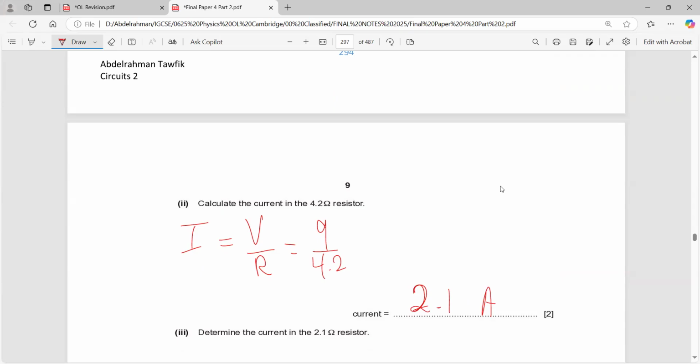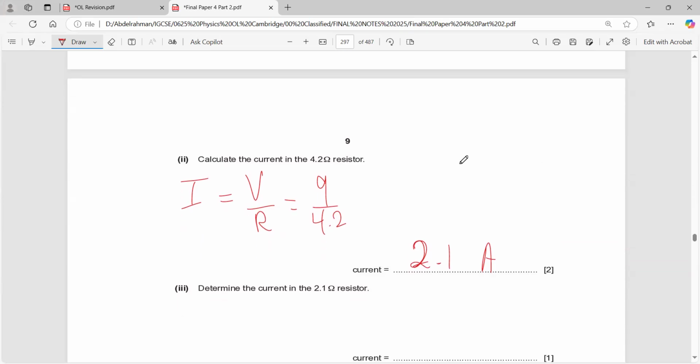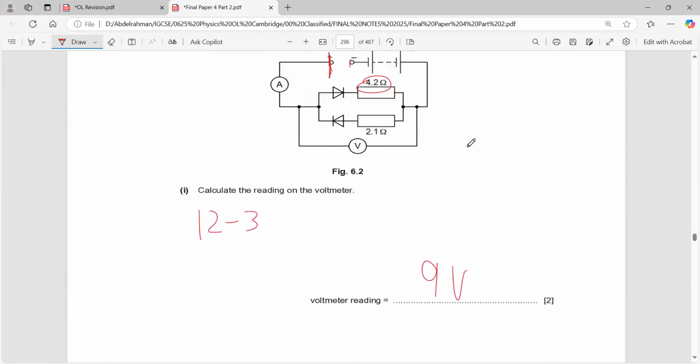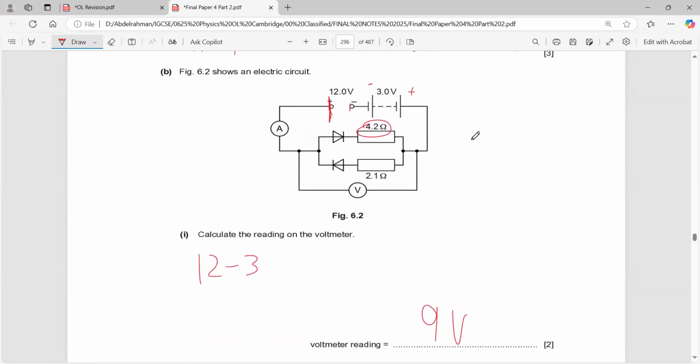2.1 amperes. Determine the current in the 2.1 ohm resistor. I equals V over R, so 9 over 2.1, right? Would that be correct? No, that wouldn't be correct. Why wouldn't that be correct? Because we have a diode.